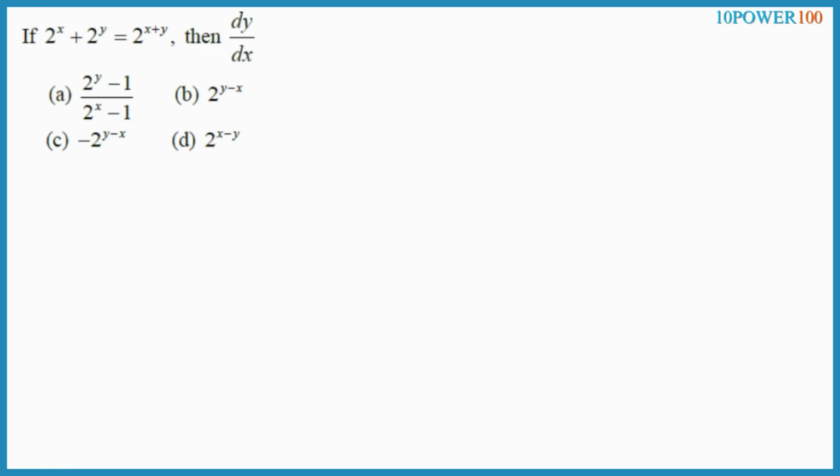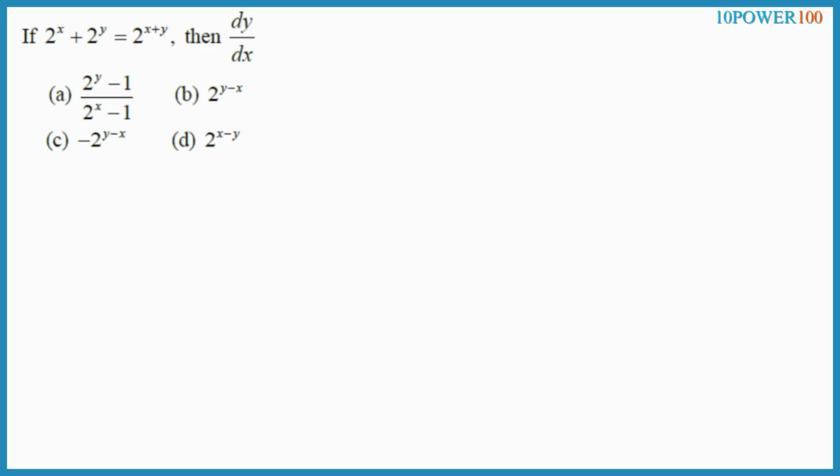Next question: 2 power x plus 2 power y is equal to 2 power (x + y). Then dy by dx is? There is a shortcut to do this, but I don't know whether you will be able to remember the shortcut, so that's the reason I'm just doing the normal method. So let's see how to solve this. Let's write the equation first.